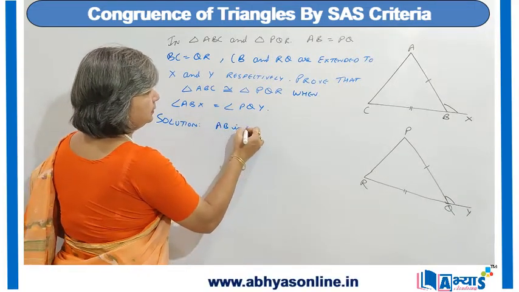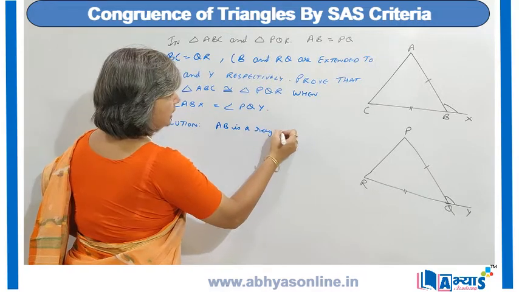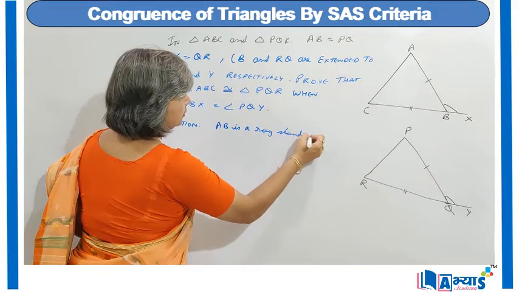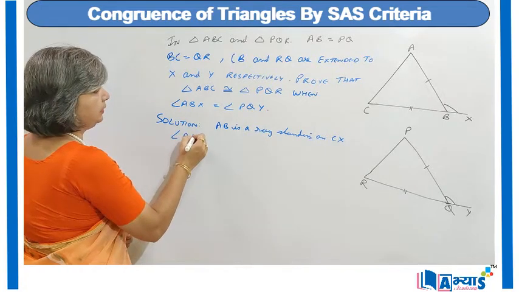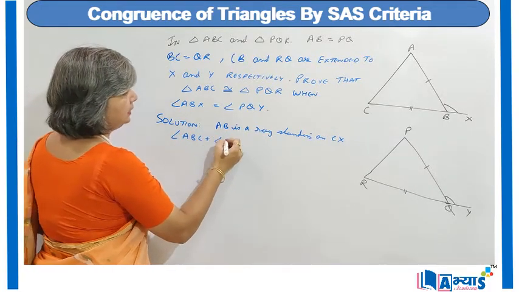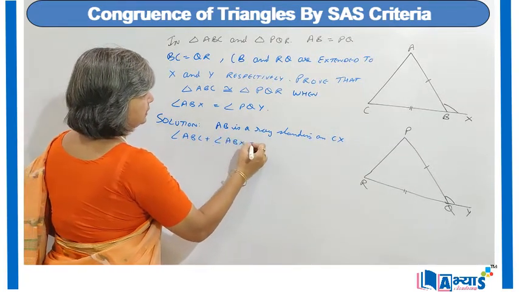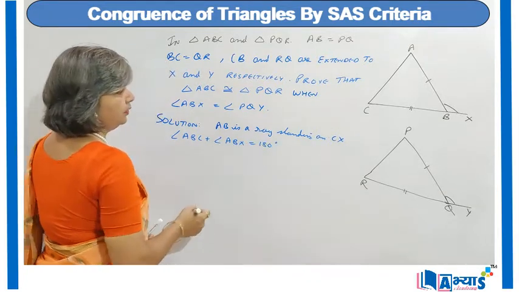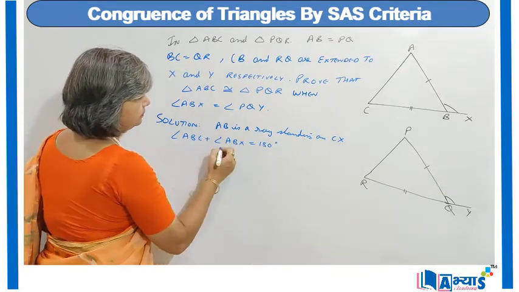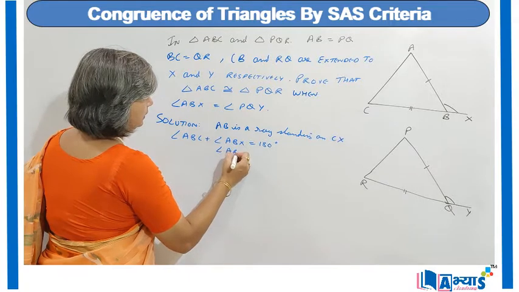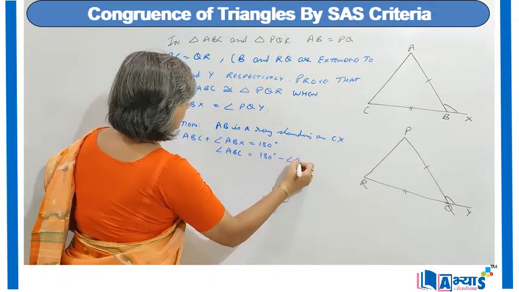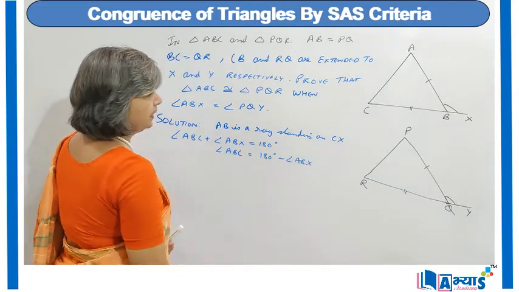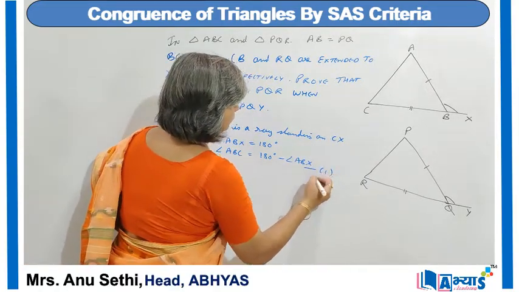AB is a ray standing on CX. Therefore, angle ABC plus angle ABX is equal to 180 degrees, or we can say angle ABC is equal to 180 degrees minus angle ABX. Let us mark it as equation 1.